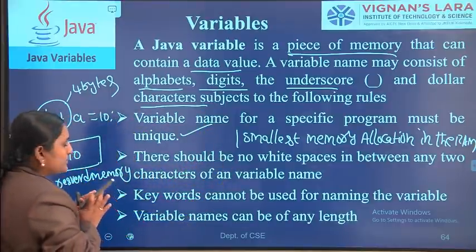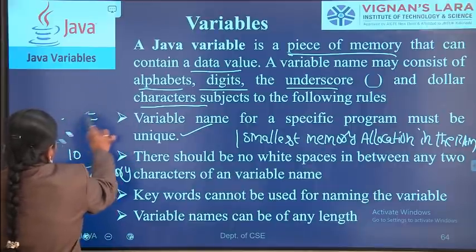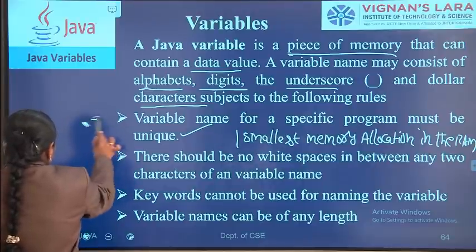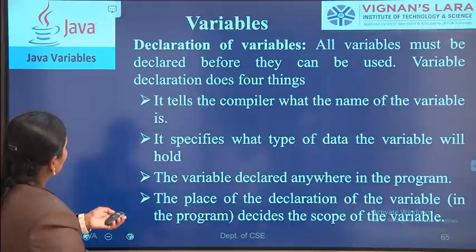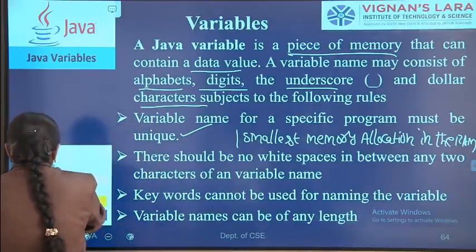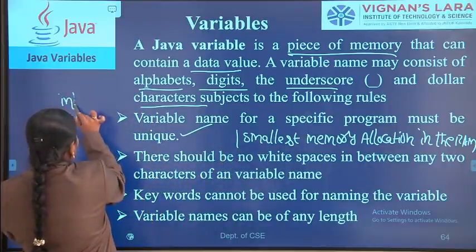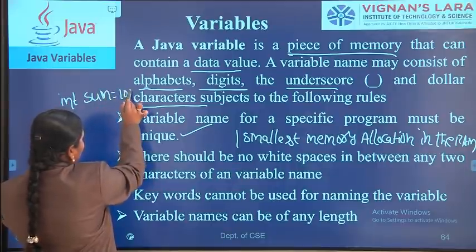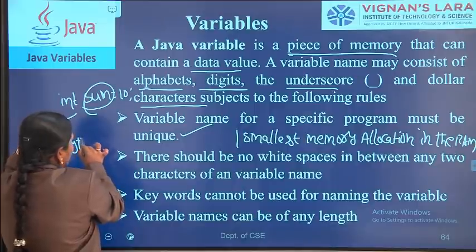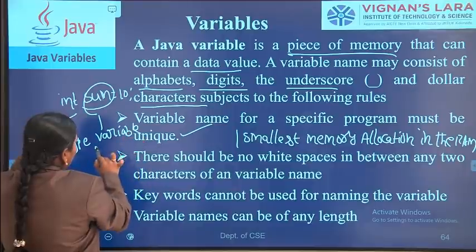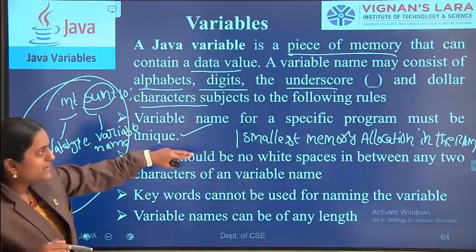For example, in programming, I can define a variable. Variable name for a specific program must be unique. So I am defining one variable: int sum equal to 10. Here I am declaring one variable. Int is the data type, and sum is the variable name. Let us assume this is one program. Here sum is the variable, and a variable name for a specific program must be unique.